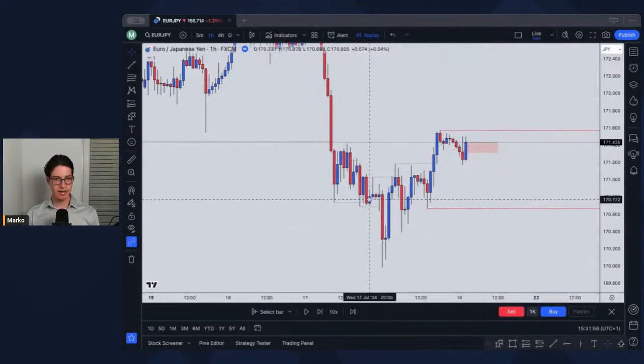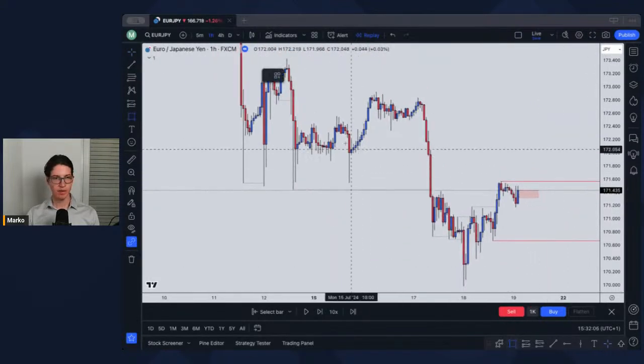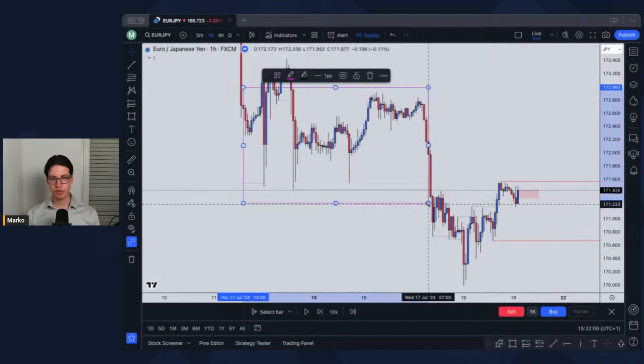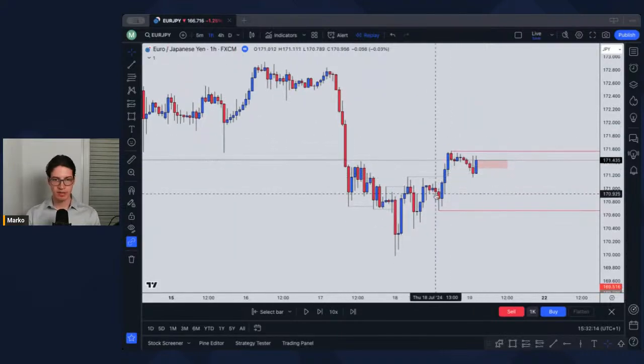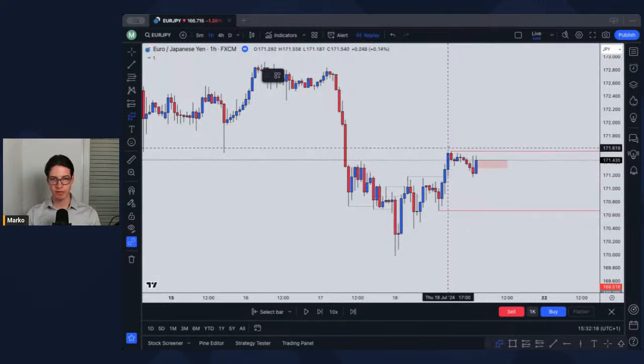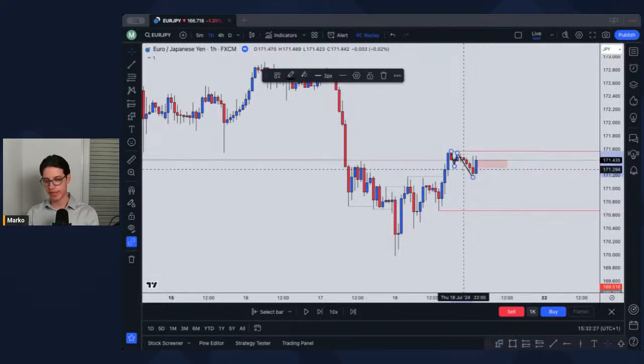So with this flag, I saw a descending structure. I saw also a descending flat range, descending channel, reversal up. I'm definitely expecting the price to go up. I saw some nice bullish candles right here, and then we had our flag formation. So first high, first low, second high, second low. The blue candle is the entry candle.